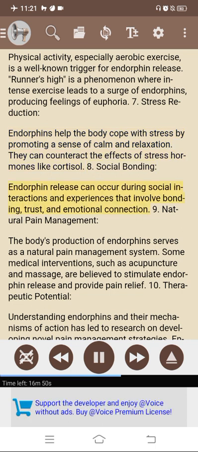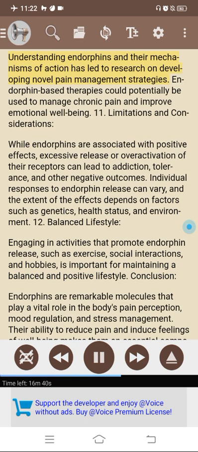8. Social bonding. Endorphin release can occur during social interactions and experiences that involve bonding, trust, and emotional connection. 9. Natural pain management. The body's production of endorphins serves as a natural pain management system. Some medical interventions, such as acupuncture and massage, are believed to stimulate endorphin release and provide pain relief. 10. Therapeutic potential. Understanding endorphins and their mechanisms of action has led to research on developing novel pain management strategies. Endorphin-based therapies could potentially be used to manage chronic pain and improve emotional well-being.